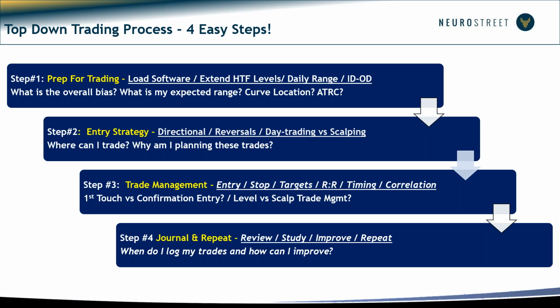And then we go into trade management. Where's the entry? Where's the stop? What are our targets? Are we entering on a first touch, or are we looking to use order flow or momentum for confirmation? And then step 4 is journal your trade and repeat the process.